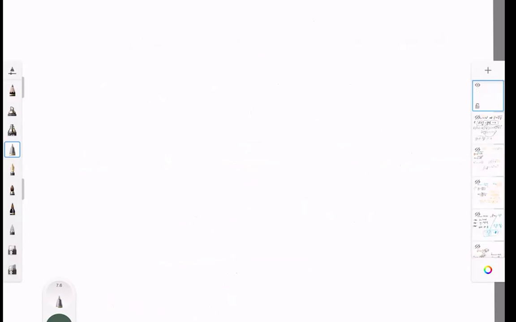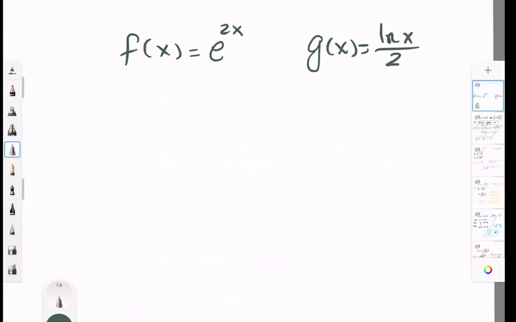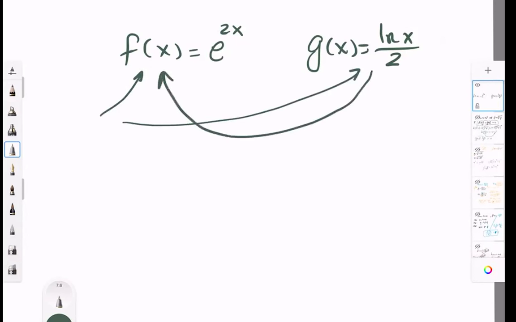Another one, f of x equal to e to the power 2x and g of x equal to ln of x over 2. I give you two functions. But my question is, are these two inverse of each other? That means if you find the inverse of f of x, you will get this. When you find the inverse of this, you get that.